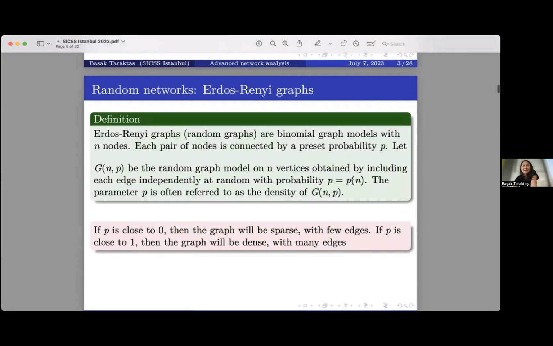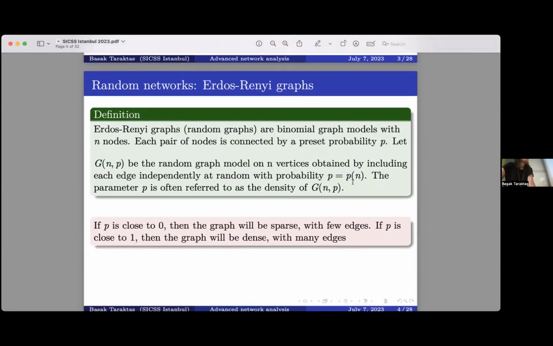And given that, I'm going to start by talking about random networks, which are called Erdős-Rényi graphs. So we're going to talk about this graph type because it's the most basic type of graph, the simplest mechanism for tie connection, which is just probability, randomness. Okay, that's why it is called random graph.